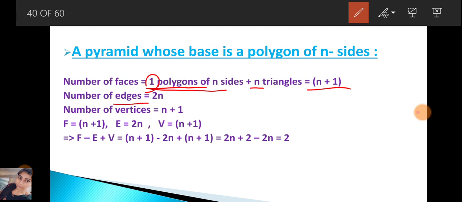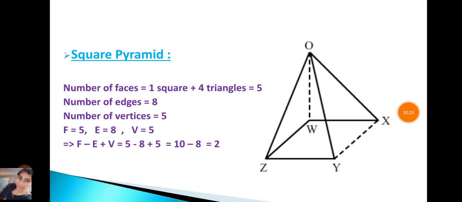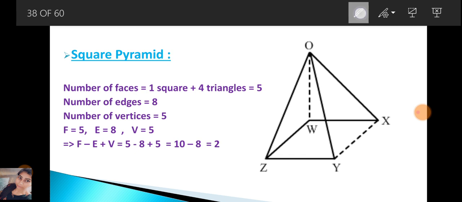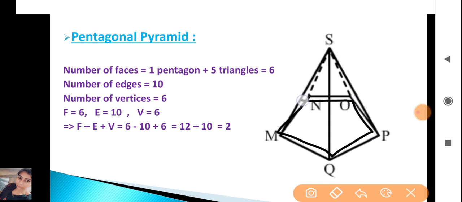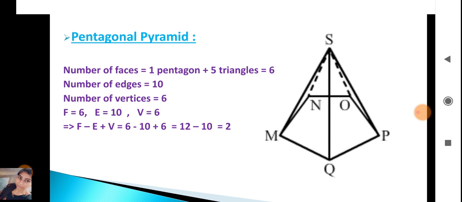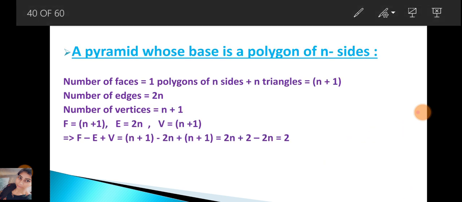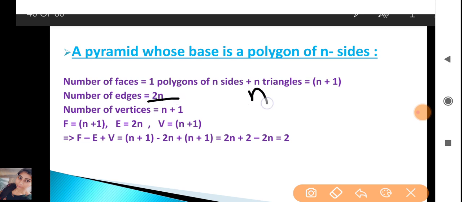Next, edges. Again, to find the edges, let's move to this. We have 8 edges here. How do we have 8 edges? Just see. 4 from the base, and each of these 4 is connecting to 1 more. So 4 multiplied by 2. Just have a look at this figure also. 1, 2, 3, 4, 5, and each of the 5 is connected with again 2. So 5 twos are 10. In the same way here we can write, since we have n sides, n will be multiplied by 2. So 2n edges.